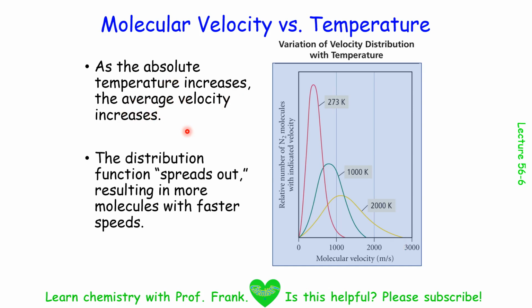And also the distribution function spreads out. You see, at a higher temperature, it spreads out, unlike at the lower temperature, where it's a very narrow band. And that results in more molecules with faster speeds. You see, of course, here there are more molecules. This is the faster speed. So therefore, there are more molecules with a faster speed. But at a low temperature, you see very, very few particles have a faster speed.